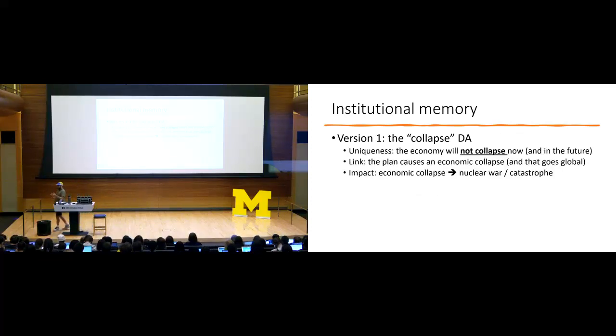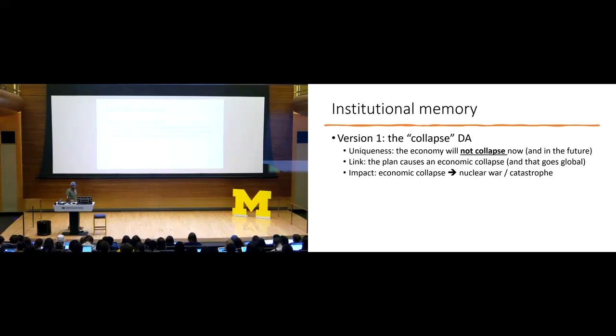So in those 20 years of debate, approximately 38 topics, it's become clear that there are two versions, or two structures, of this DA. Version one is the collapse DA. So the uniqueness for this DA is that the economy will not collapse in the status quo. It's oftentimes implied that that means that it will also not collapse in the future.